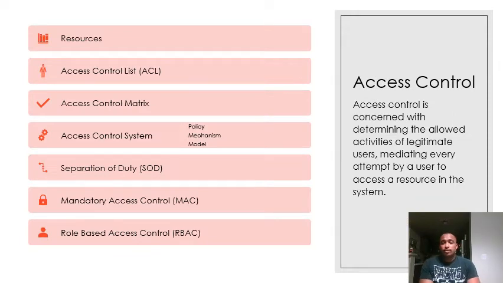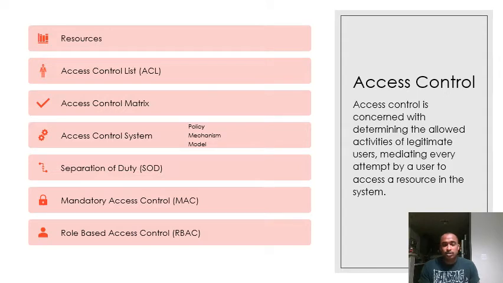All right, now I'll be going over the access control strategy of the telecommunications sector. So access control is concerned with determining the allowed activities of legitimate users, mediating every attempt by a user to access a resource in the system. So a resource is any information that we're looking to protect via access control. And we do this by utilizing access control lists, which break down all of our users and staff into subjects, and we list what objects they're able to access. This is further built into our access control matrix, which is a visualization of all of our subjects and what objects they're allowed to access.